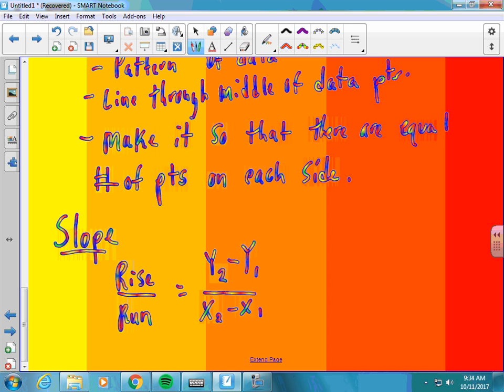So if I take the second point's y value, subtract the first point's y value, and divide that number by the second point's x value minus the first point's x value, then I would get rise over run, which is our slope. If we get positive, it's going uphill. And if we get negative, that means it's going downhill.